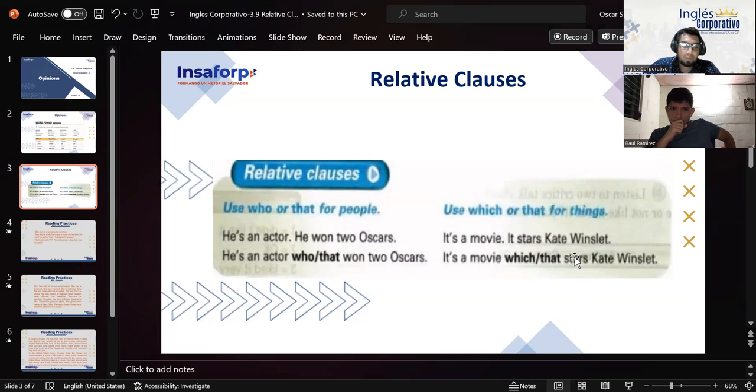And when you're trying to explain this movie, when probably you are searching for what to watch and you remember this movie, you thought about this movie, but you don't remember the title for it, you can say something like this. It's a movie which stars Kate Winslet. I don't remember the title for the movie, but I'm sure that, you know, in that movie, you can see her. So it is different using relative clauses with people than with things, because with people, you have had to have mentioned the person before.